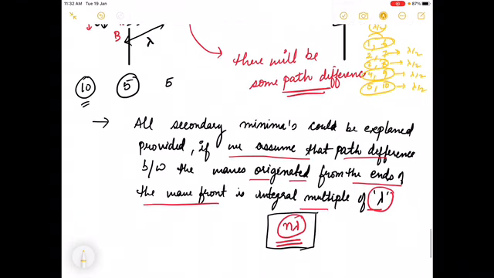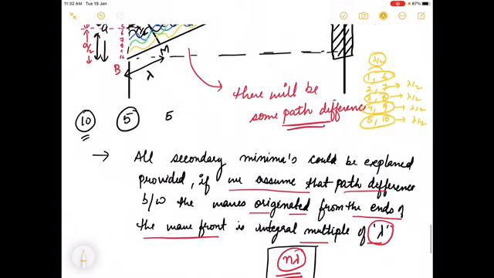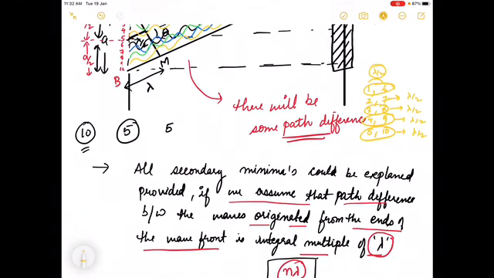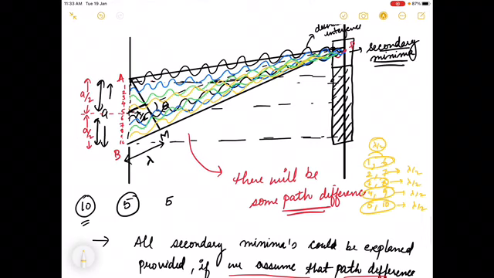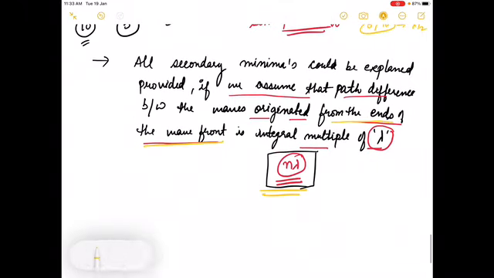So why am I assuming it to be n lambda? Very important, I have used this term here, from the ends of the wavefront. When this destructive interference is happening, and I talk about both the ends, end number 1 and end number 10, we will clearly see that the path difference is lambda, yes or no? Path difference is lambda. I hope that is understandable.